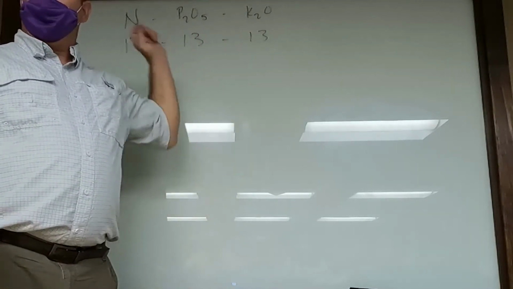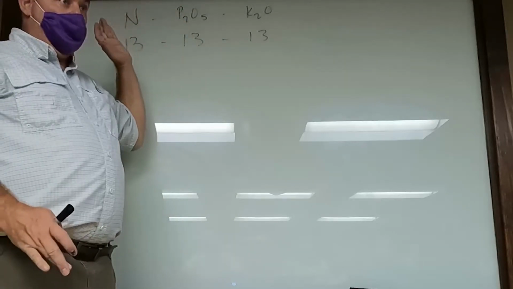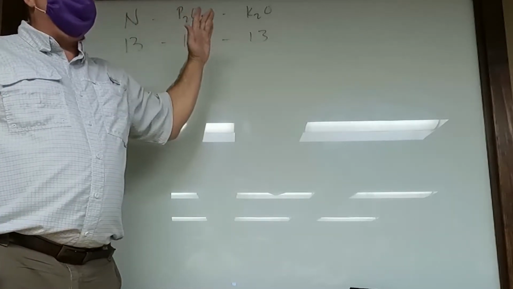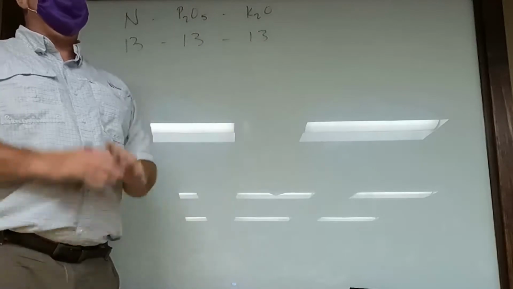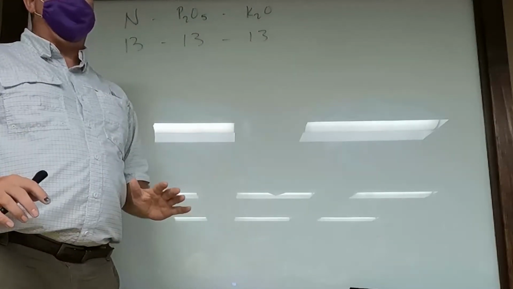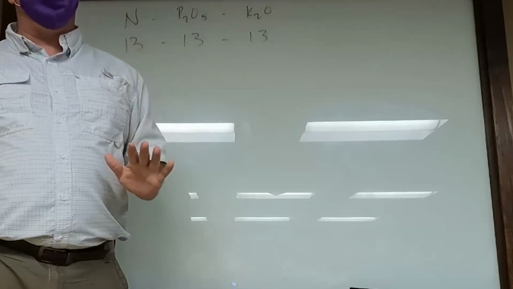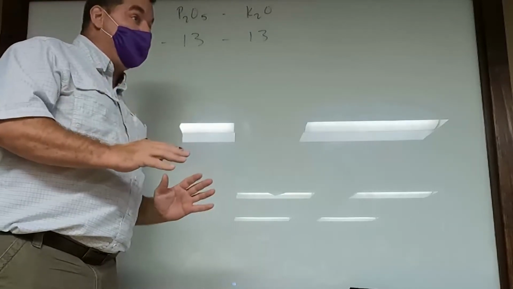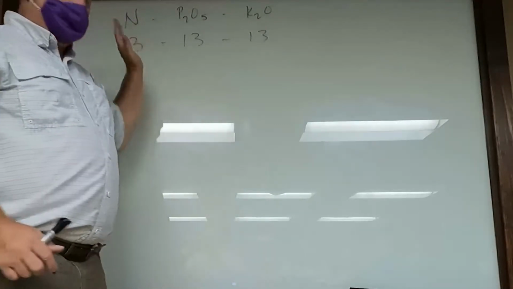Is that making sense? It's just a percentage. If you multiply 100 times 0.13, that's how I got 13 pounds. So all we're going to be doing here is multiplying and dividing. You just have to figure out which one we're multiplying and which one we're dividing, okay?